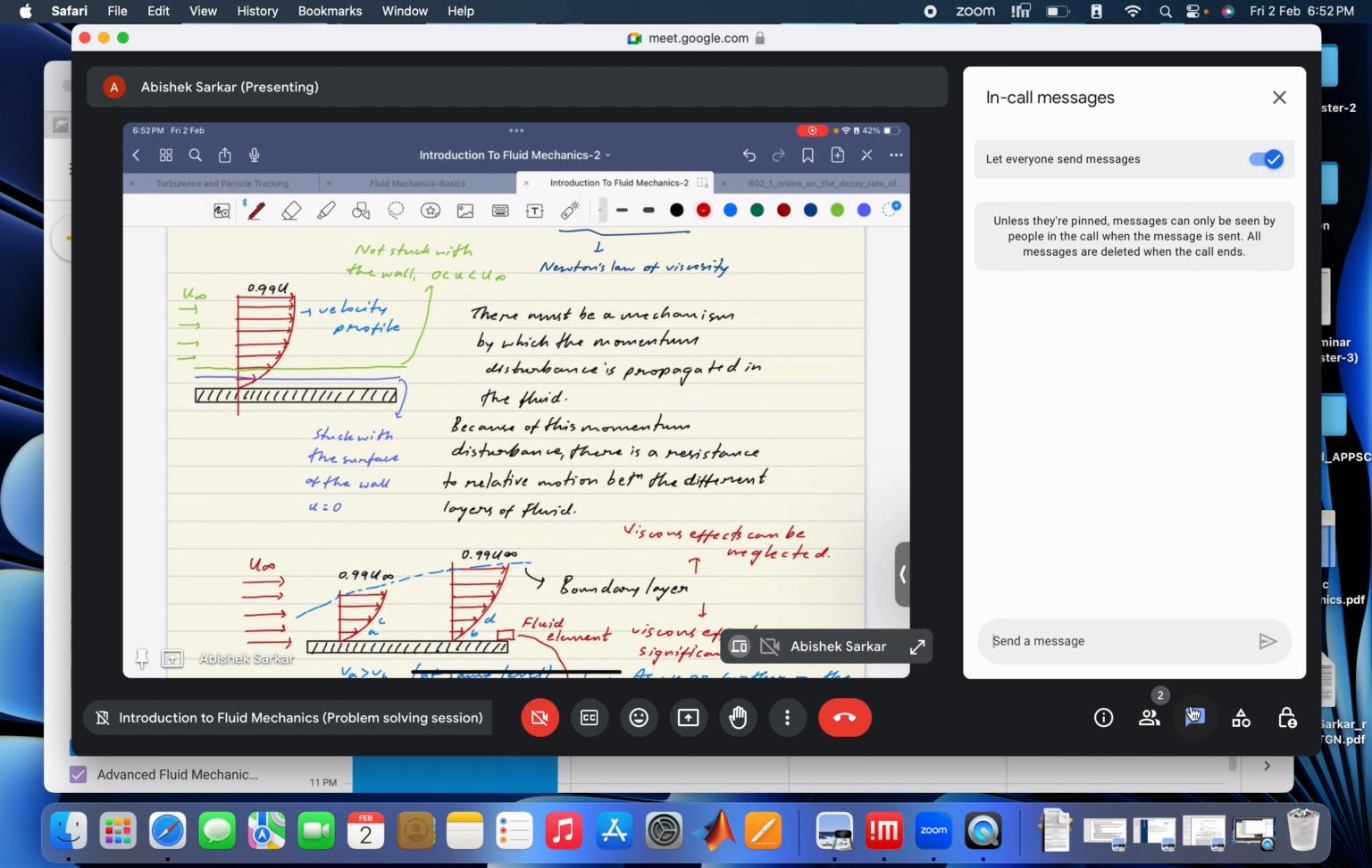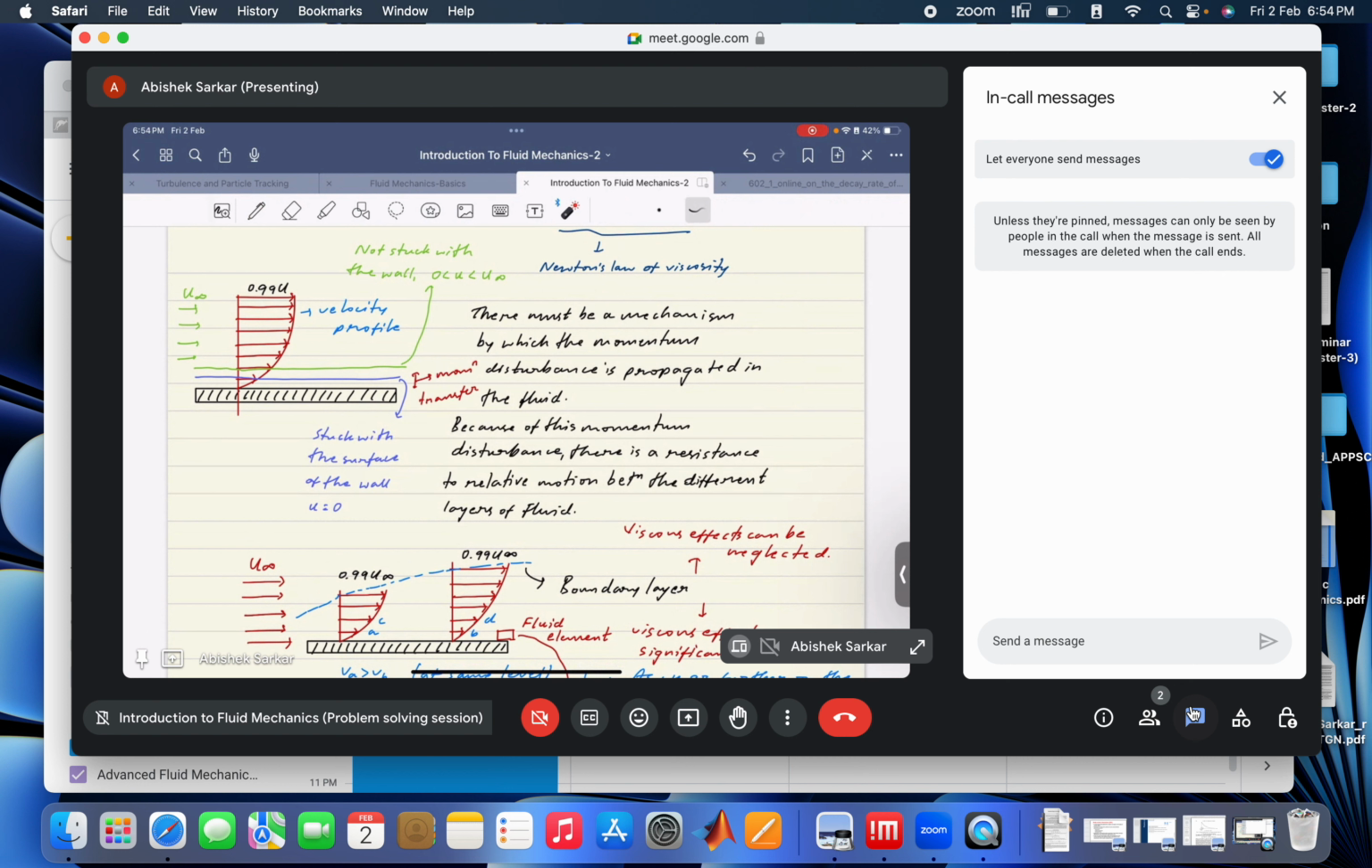So the concept of momentum transfer between fluid layers. Just take a moment to digest the concepts so that we can go ahead. So, as this statement said, there must be a mechanism by which the momentum disturbance is propagated in the fluid. This momentum transfer should take place, so there must be a mechanism via which it takes place.